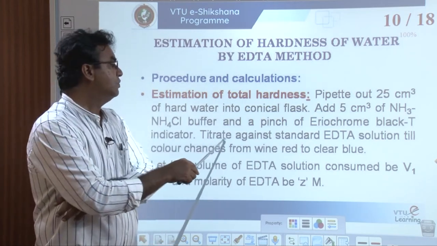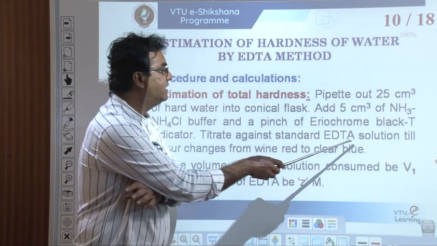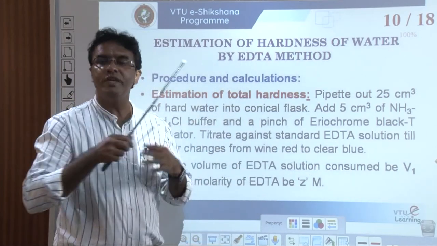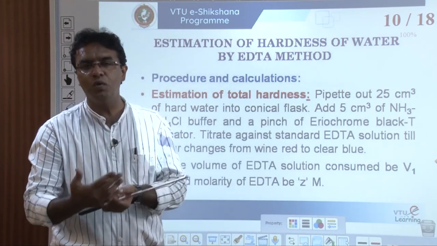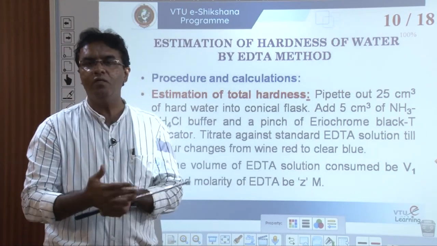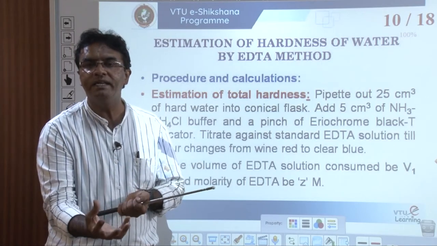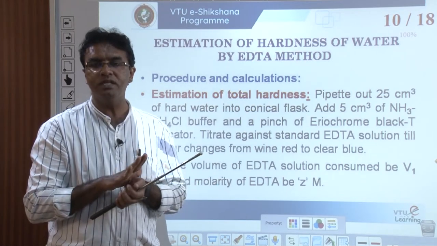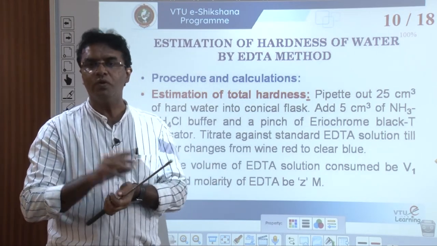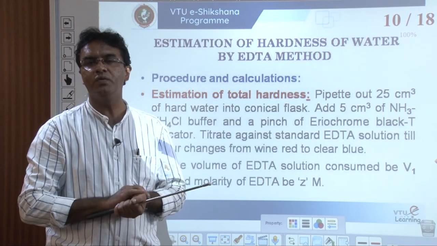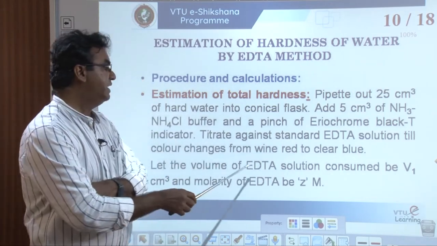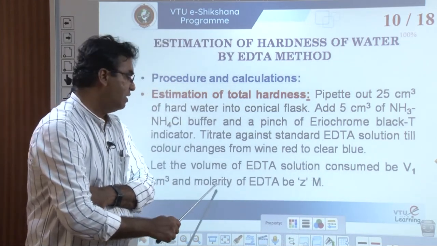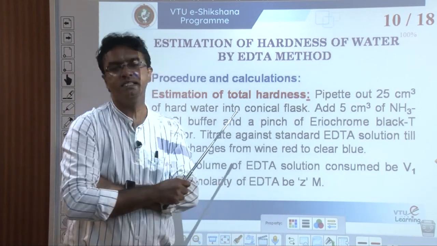That wine red colored solution will be titrated against standard EDTA solution till the color changes from wine red to blue. So, we understood why wine red changes to blue. Till wine red changes to blue, we titrate the reaction mixture against standard solution of EDTA taken in the burette. Once the wine red is changed to blue, note down the endpoint. Let's say the volume of the EDTA solution consumed be V1 cm cube, and molarity of EDTA, let's take it as Z molar.